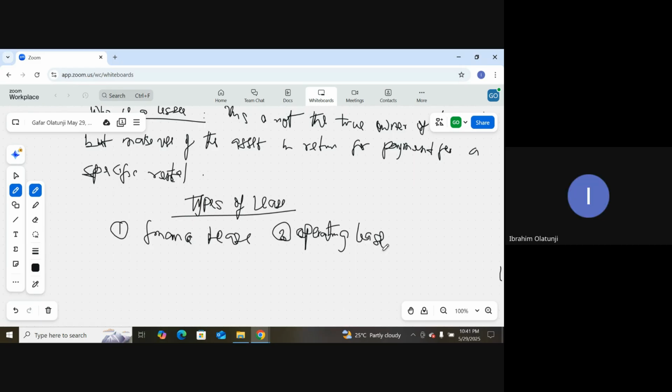It's the opposite of finance lease. That's why you just look at the characteristic or attribute of operating lease, because the attribute comes from the meaning of operating lease. So the lease period is less than the useful life of the asset. Is it clear?